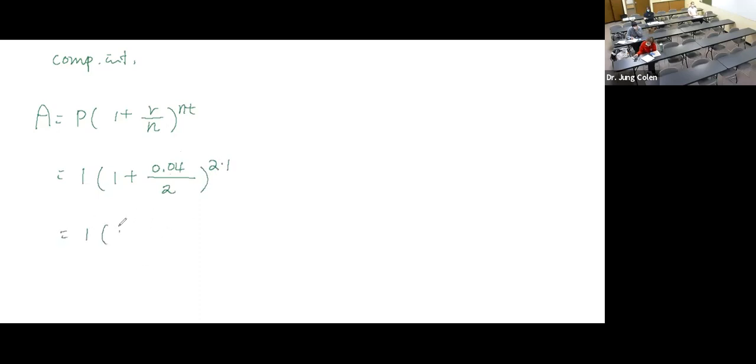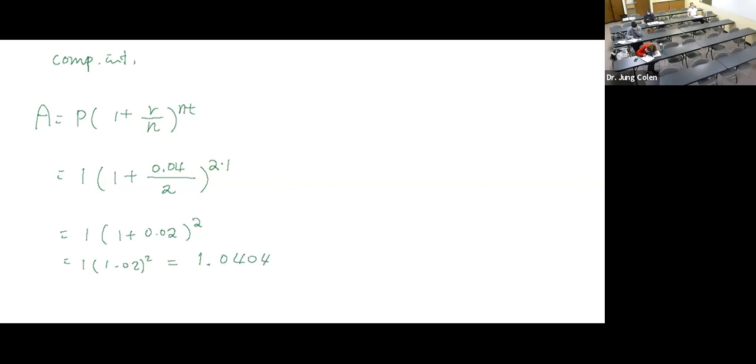We have 1 times (1 plus 0.04 divided by 2, which is 0.02) to the 2 power. This is 1 times 1.02 to the 2 power. And what do we get? Let's use our calculator. 1.02 squared is equal to 1.0404. Right? That's what you got.